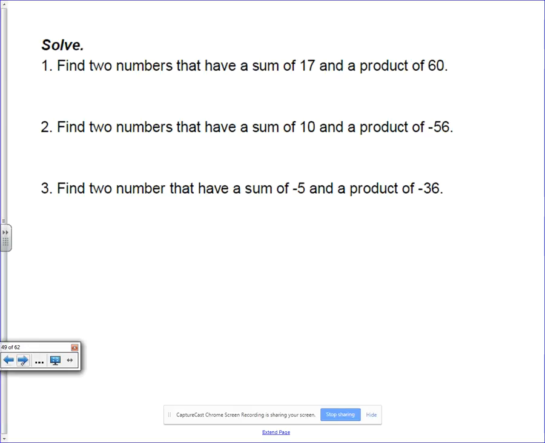Don't give me numbers, I just want an equation. Do I know what the two numbers are? There we go. X plus y is going to be equal to 17. Can you give me an equation that says their product would be 60? X times y equals 17.